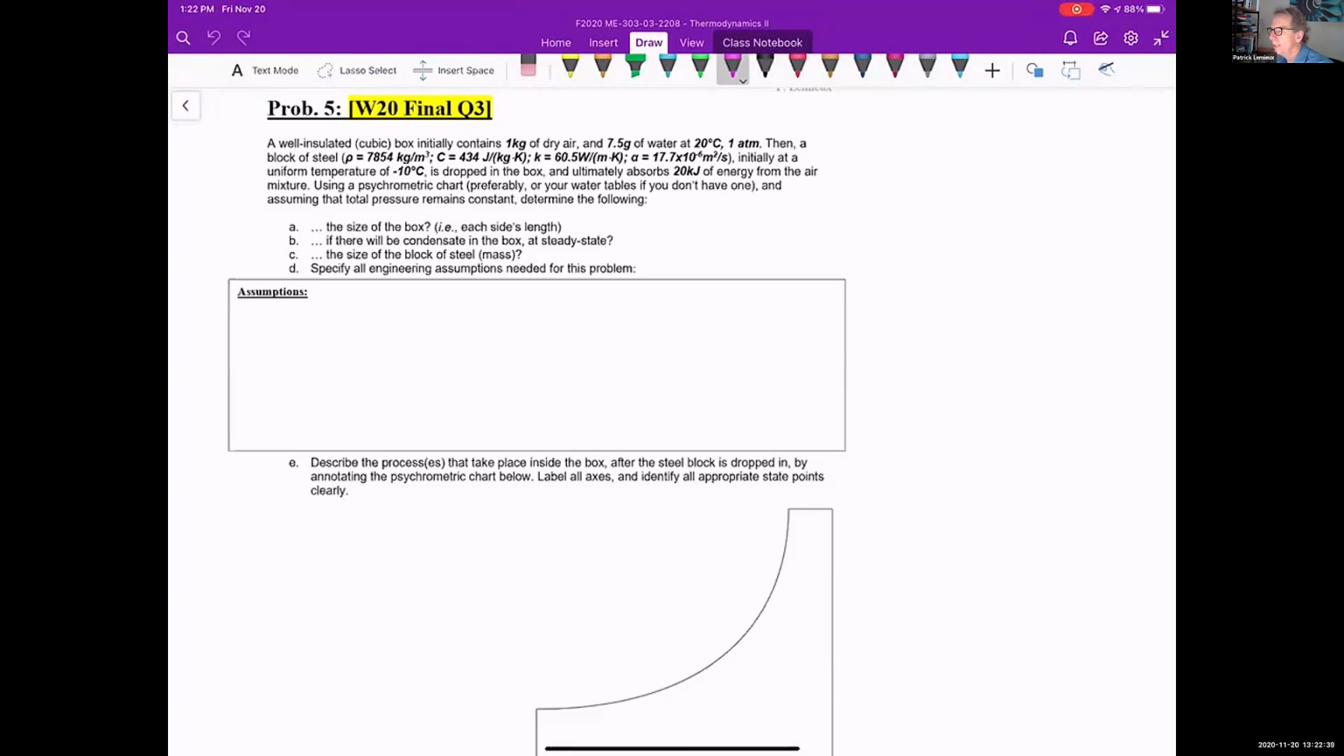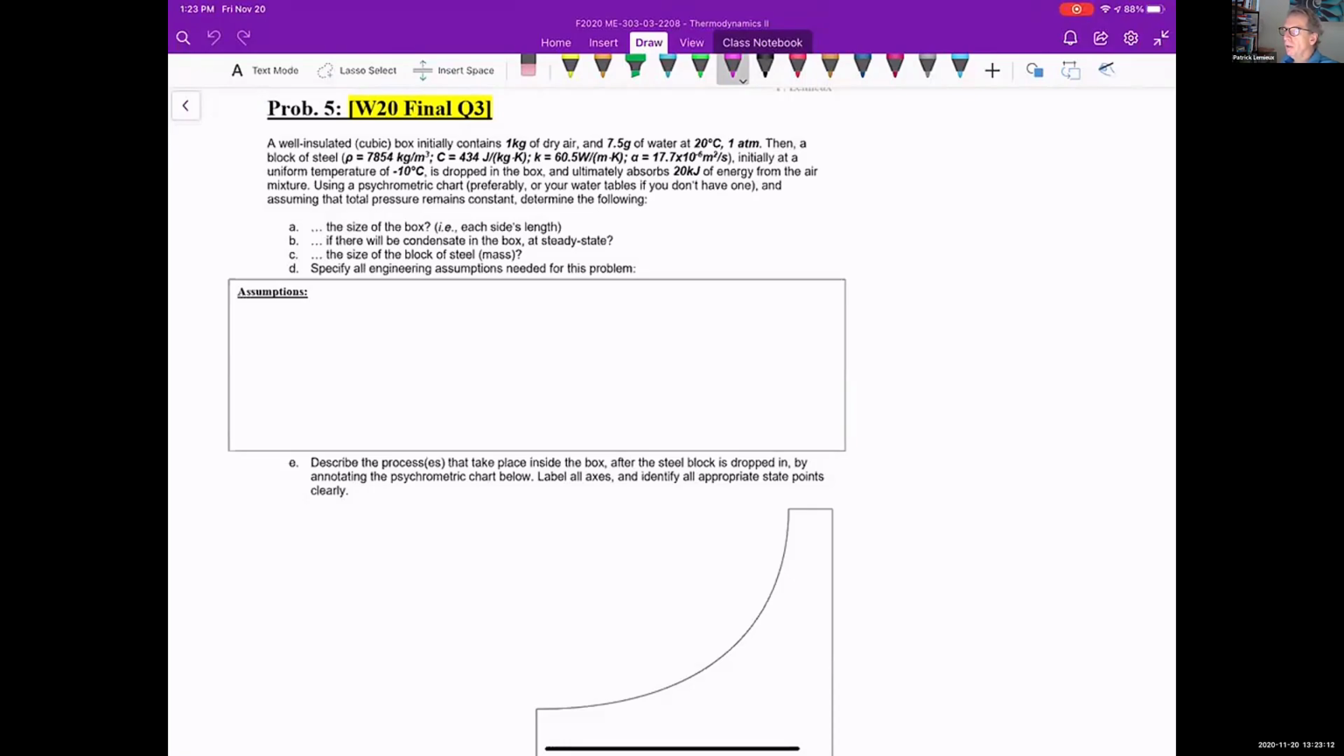Now remember, my moist air is at 20 degrees Celsius, so immediately I'm going to have a heat transfer effect taking place. I don't know the size of that cube of steel yet, but I know that when all is said and done, it absorbed 20 kilojoules of energy from the air inside the box. All right, straightforward so far, it seems to make sense. After it's done absorbing that energy, the entire system is at steady state.